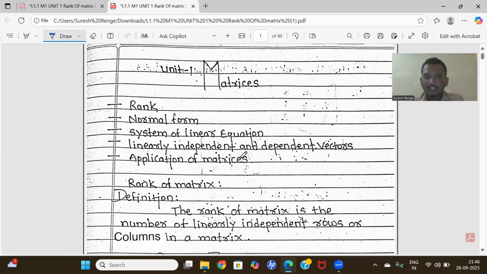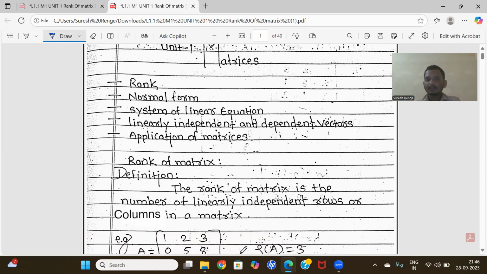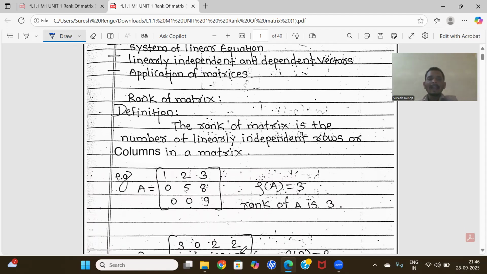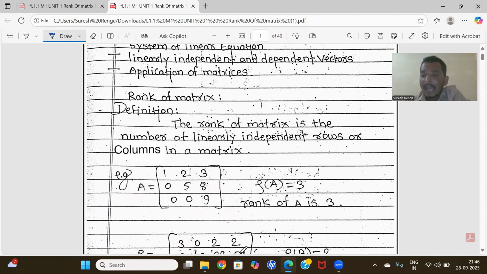This is lecture number 1. In this lecture, we are discussing the rank. Now, let us see the definition of rank. What is meant by rank? Rank of a matrix means the number of linearly independent rows or columns, whatever may be. The number of linearly independent rows or columns is called the rank of the matrix.